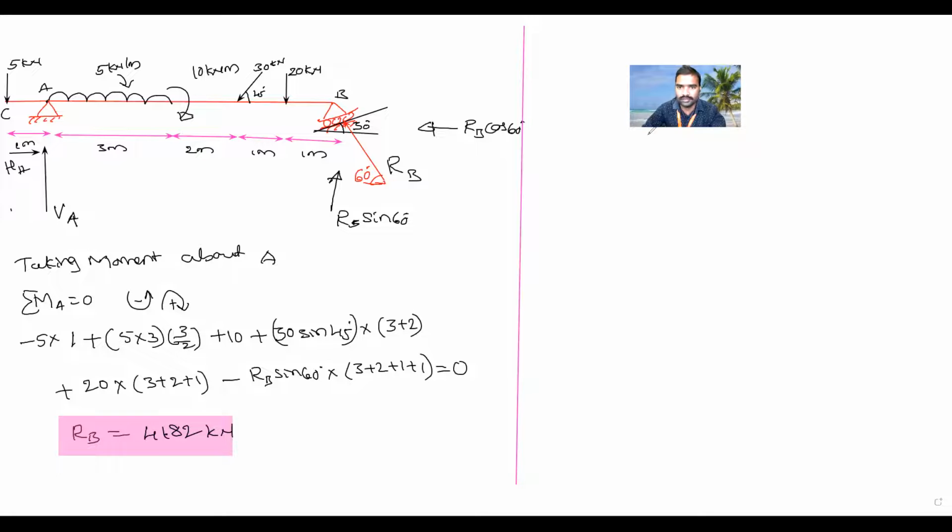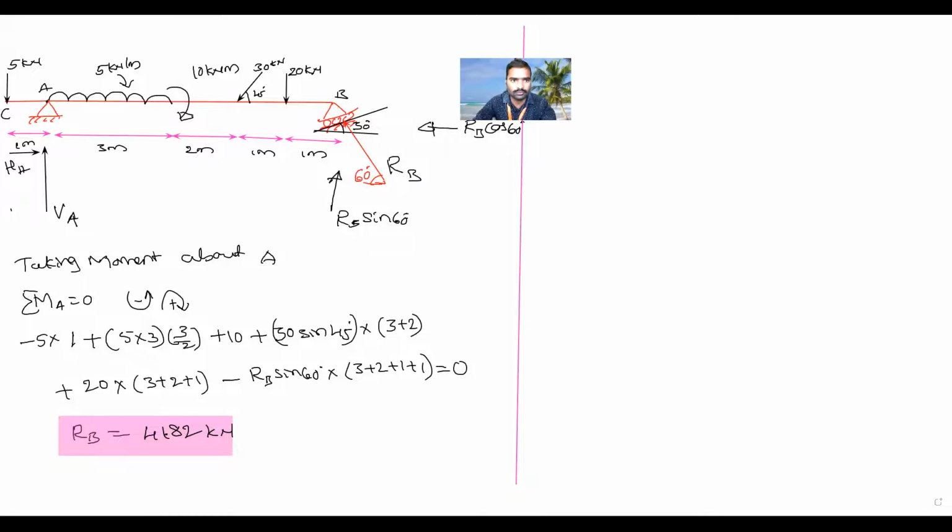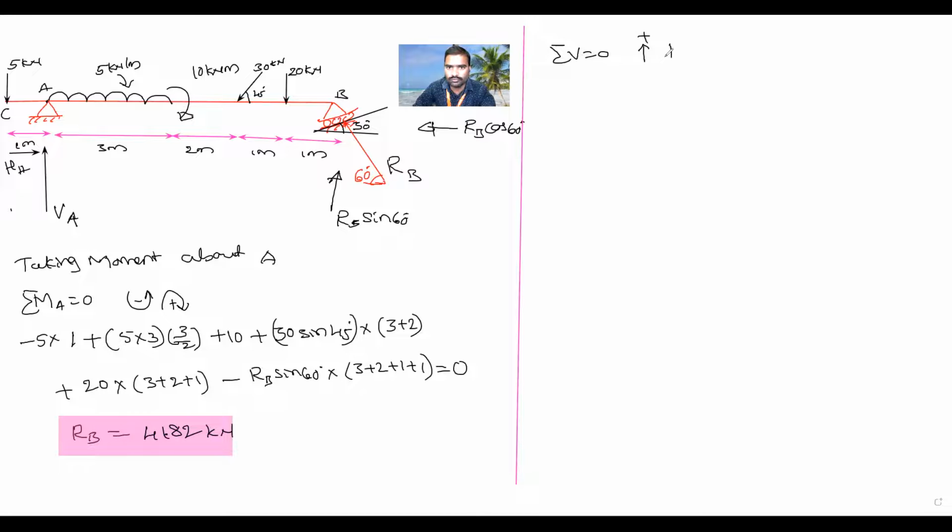So once after finding the value of RB, next what I need to find out? RB होने के बाद you can take sigma V is equal to 0. So sigma V is equal to 0. Sigma V means vertical forces. Force moving upward is positive, force moving downward is negative. So that is sigma Fy.